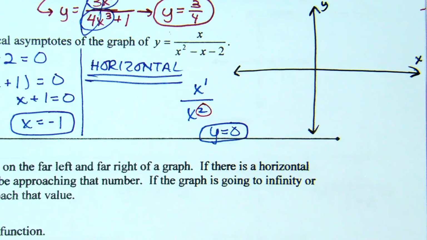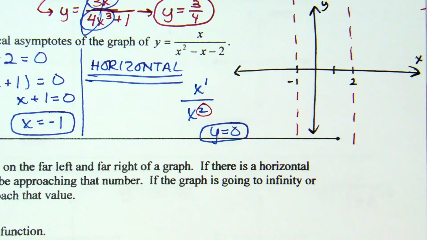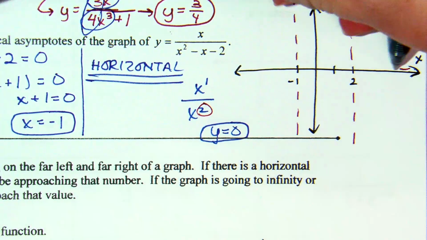So that means my graph is going to jump over those places, right? It's not going to cross through those vertical asymptotes. There's also a horizontal asymptote at y equals 0. I guess what I'm trying to get at, where is y equals 0? It's the x-axis, right? So we're also going to have this horizontal asymptote that is the x-axis.